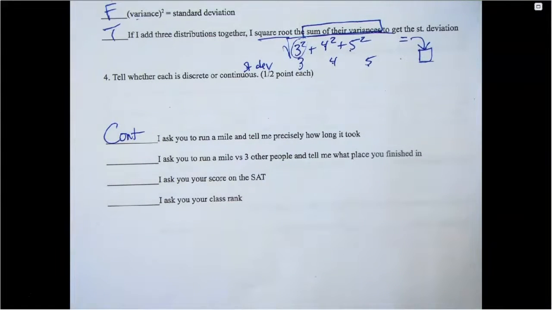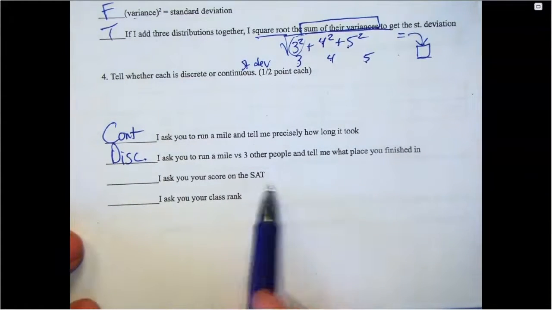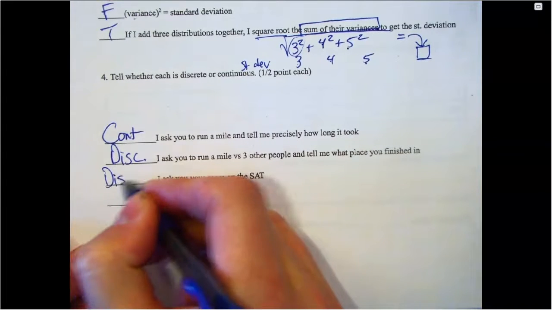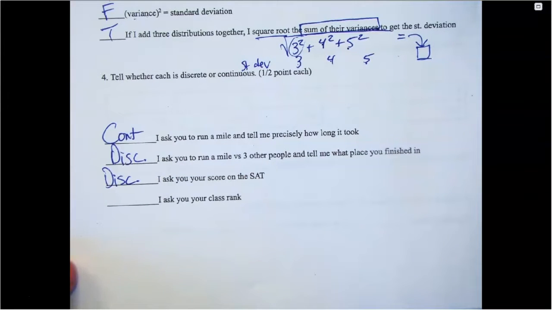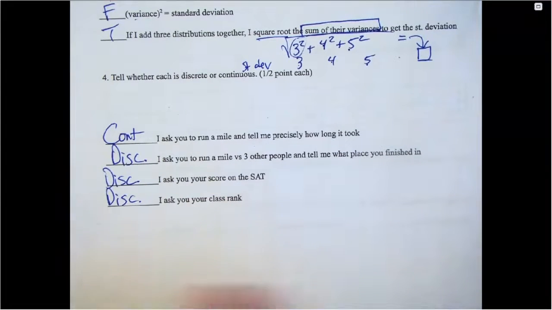I ask you to run a mile and ask what place you finished in: first, second, third, or fourth. That's it. That's discrete. You score on the SAT. You can't get like a 985.7. There's only like 900, 910, 920. So that's discrete. And then your class rank is discrete also. What about GPA? GPA is continuous because if you ever look at that part of the transcript, your GPAs are like 3.666587.